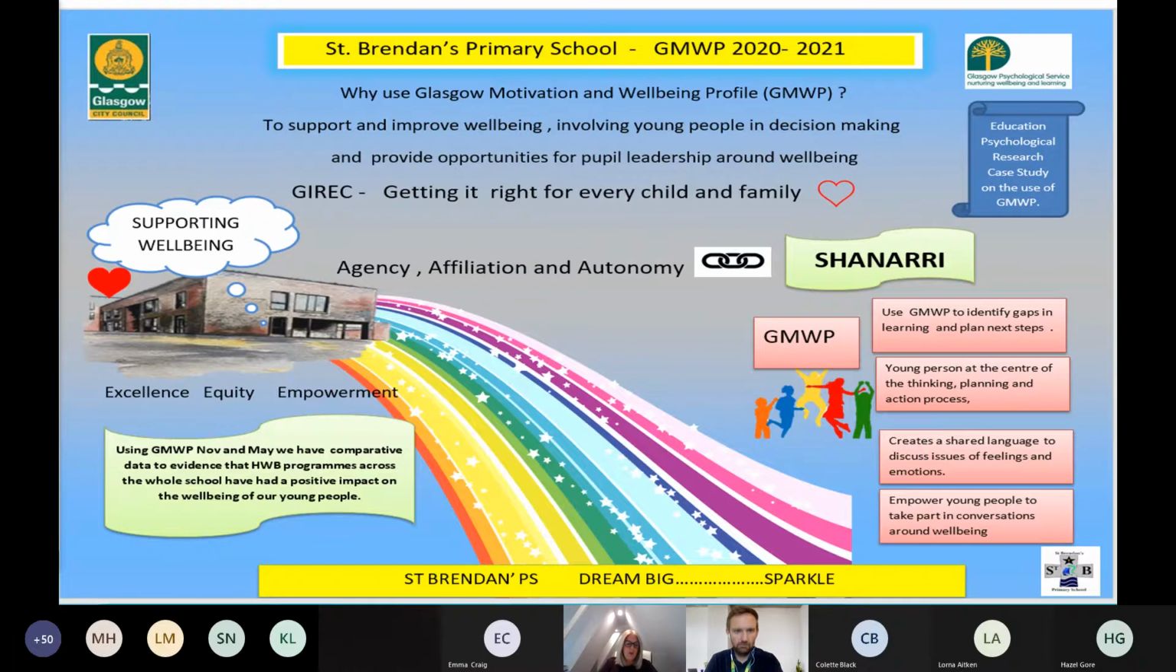So the GMWP is a wellbeing self-report tracker for young people. It's a 20-item questionnaire, and this tool can be used to monitor and track learners' wellbeing. By using this tracker, we can provide a platform for young people to share how they're feeling. The wellbeing profile empowers children and young people to take part in meetings about themselves. It also gives a framework with which to express their views and help to identify next steps in their own learning, linking this to Getting It Right, our GIRFEC process. And it's also worth noting that this is not a standardised tool for assessment.